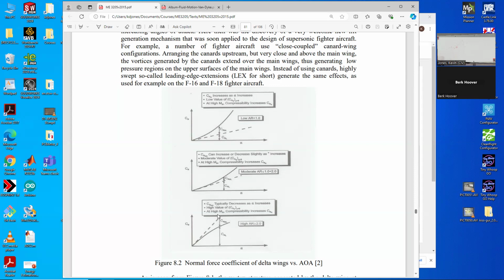Anyway, so what's another thing that's quite interesting is that in subsonic flow, you would typically never find anybody making a sharp edge on anything, just because the stall characteristics are miserable.